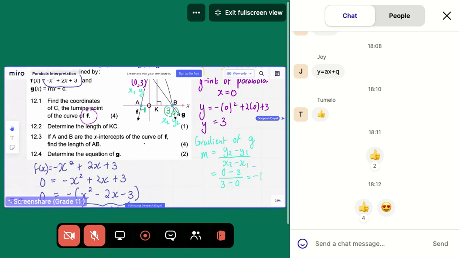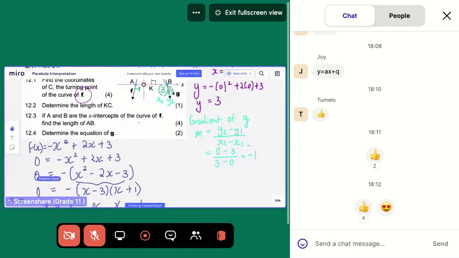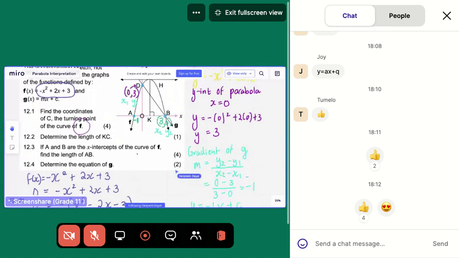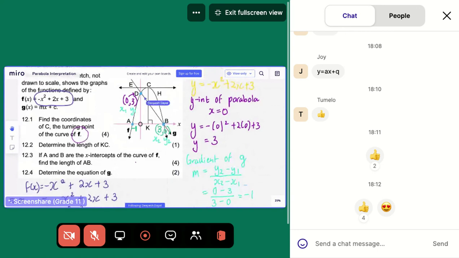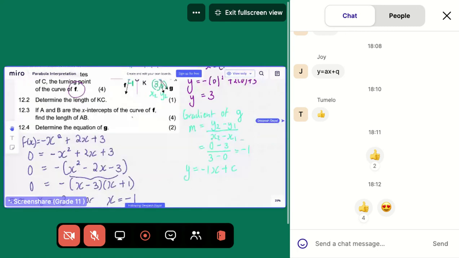Remember the equation is y equals mx plus c. So it's y equals m, which is minus 1, x plus c. Now, what is the c value in the graph? It is here, the y-intercept, which is 3. So it's y equals minus 1x plus 3.